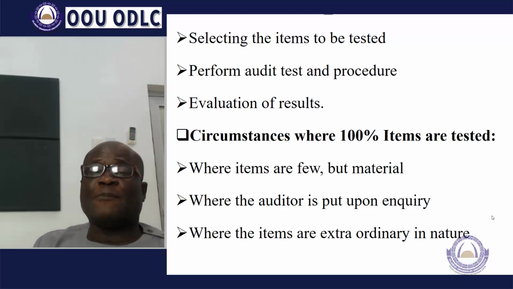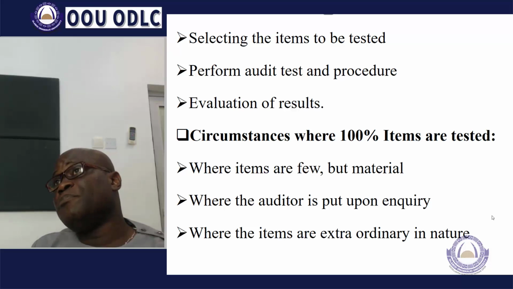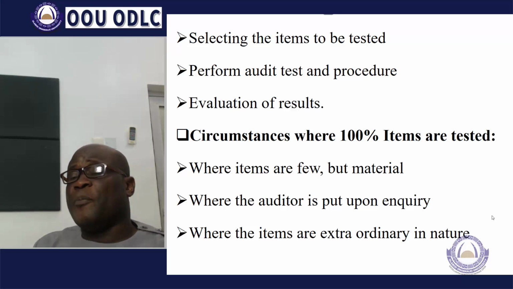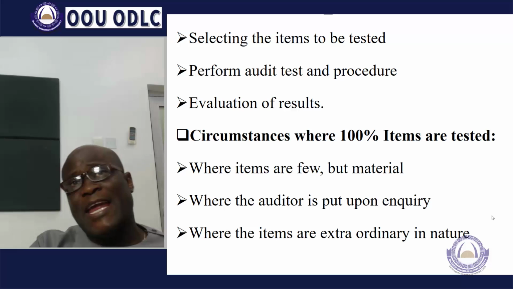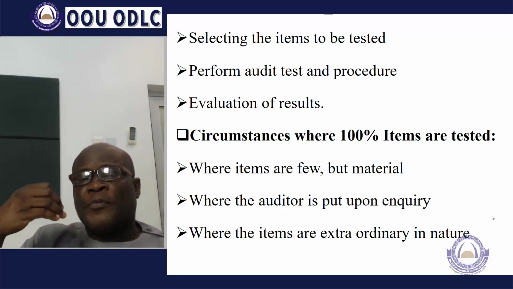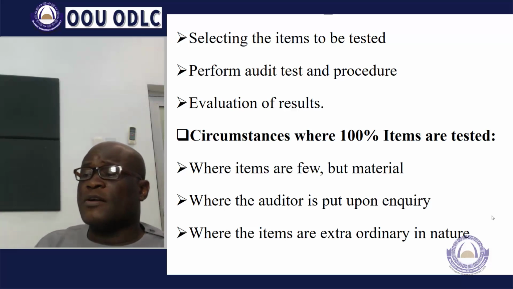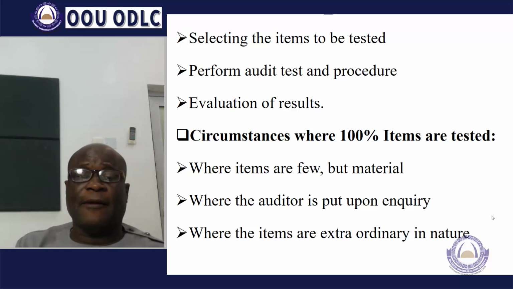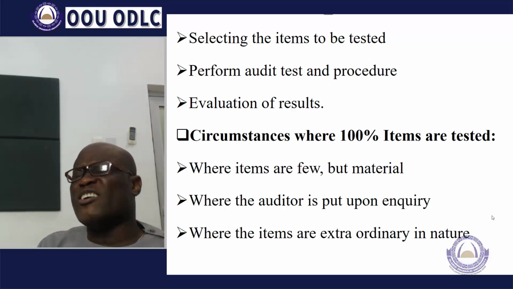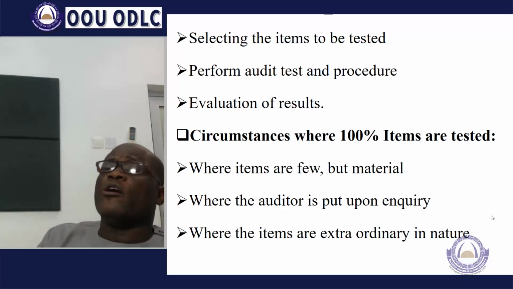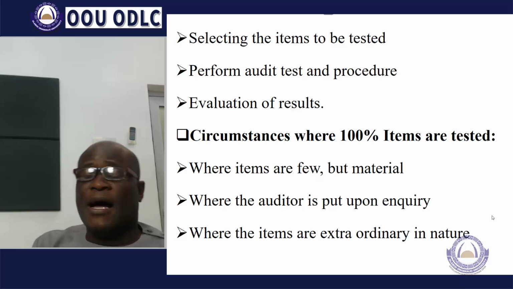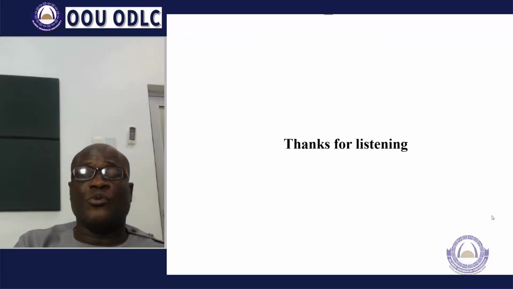Again, where the auditor is put upon inquiry, you have to prove to the bottom. So when you are put upon inquiry in a particular area, you have to go ahead and dump all the sampling and do a 100% check. Again, when the items are extraordinary in nature, or when they are unusual, or when they are one-off, you also dump sampling and do a 100% check.